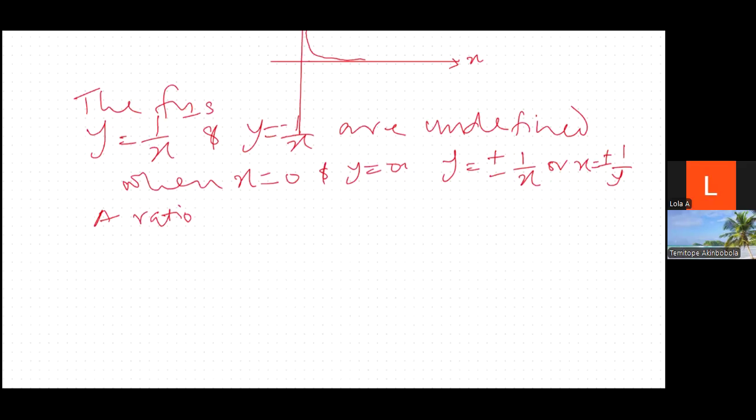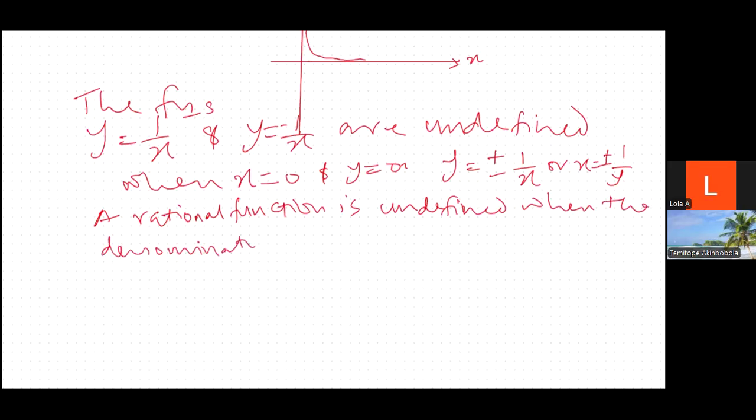So a rational function is undefined when the denominator is 0. So a rational function is undefined when the denominator is 0.